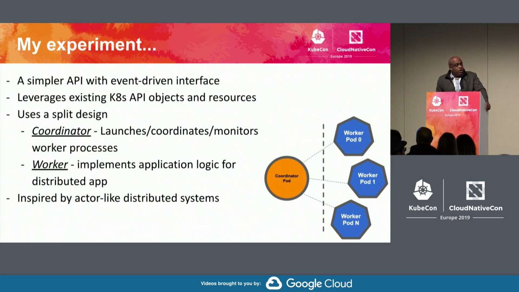An experiment I've been working on for about the last year and a half is a simpler API that exposes an event-driven interface and leverages existing Kubernetes API objects and resources. It introduces nothing, nor does it take away anything. It has a split design of a coordinator which launches, coordinates, and monitors worker processes. Those worker processes implement application logic for your distributed application. If that sounds like something you're familiar with, like an actor-like approach, it is. It's kind of inspired by that.